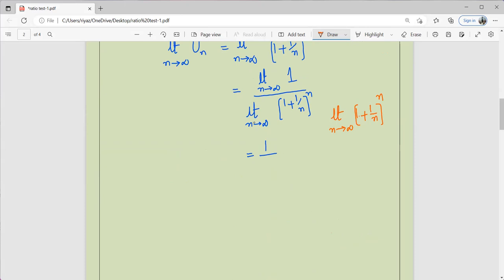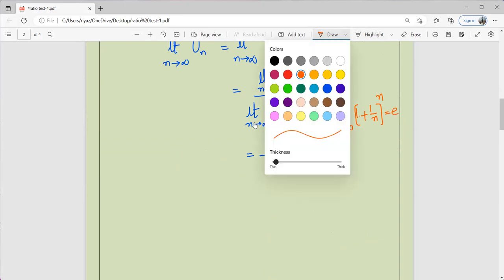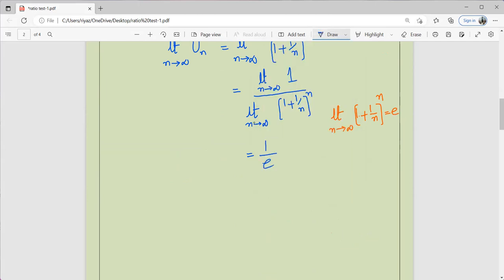Do you have a calculator with you right now? Because what is the value of E? Tell me. What is the value of E? 2.71. Are you getting the same thing? How much is it? It is 2.71.